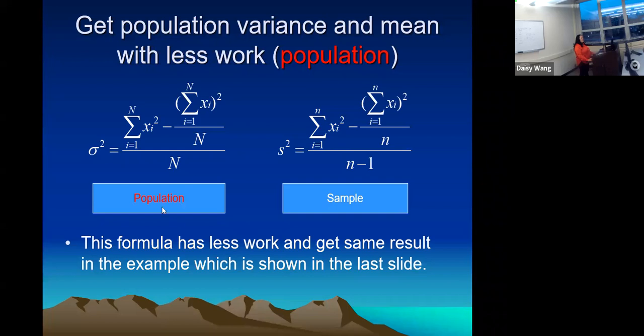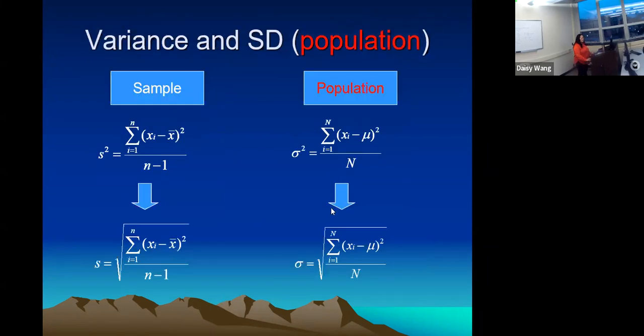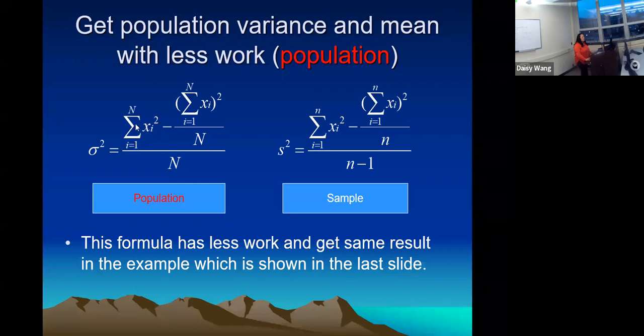So this one is another formula, similar to this one, but they simplify some of the data. So instead of using each one of the xi minus the average, we just need to calculate the xi squared and add it up.